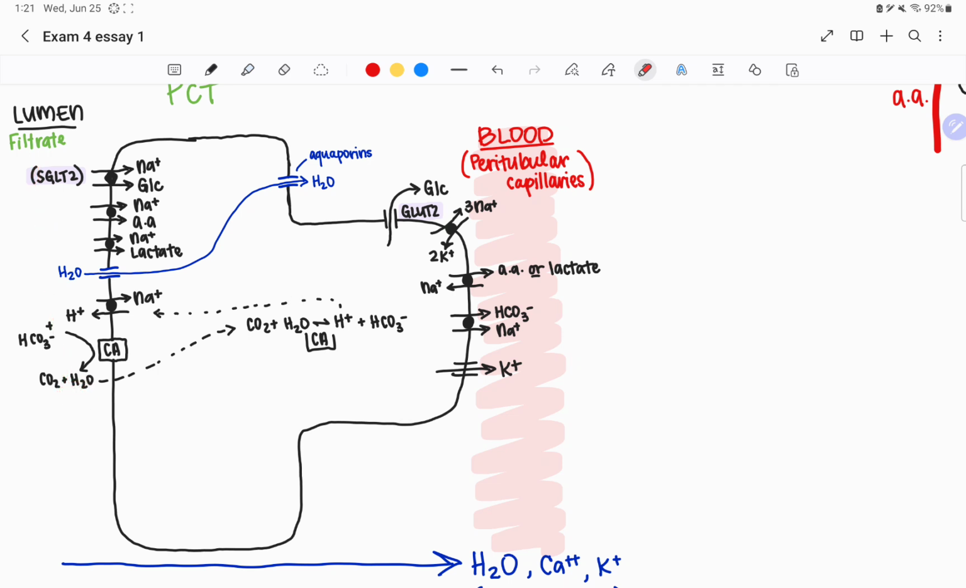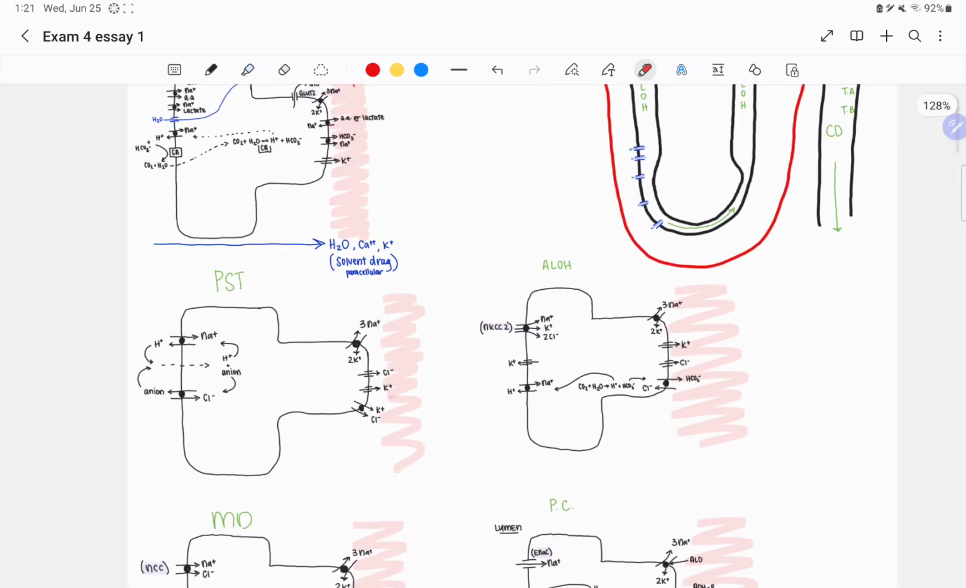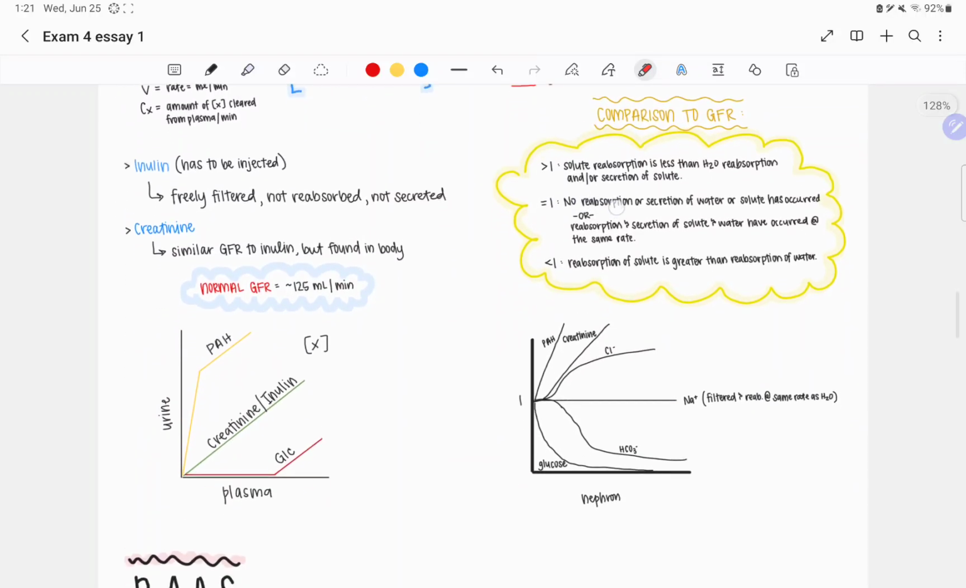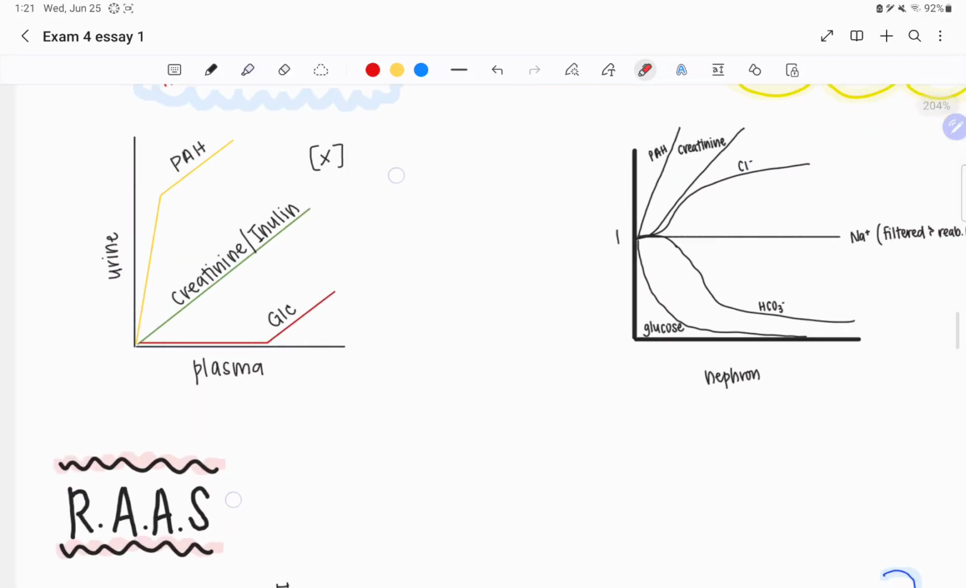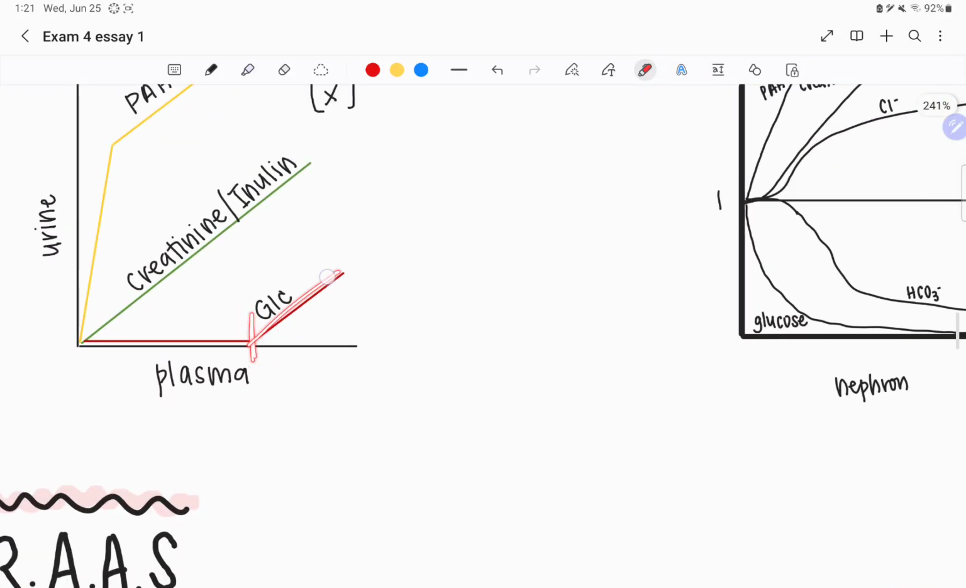A telltale sign of diabetes is finding glucose in urine, because their blood glucose levels are so high that they're saturating these transporters, so the kidney isn't reabsorbing all the glucose that it should be, because the levels are too high. So that's what this is showing: that change right there is when we're being saturated. So now we find glucose in our urine.